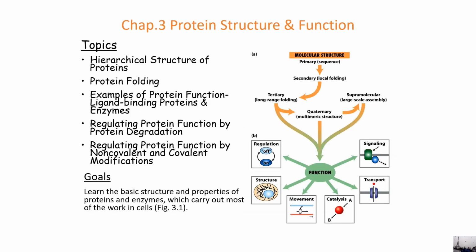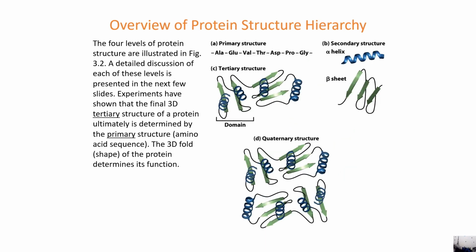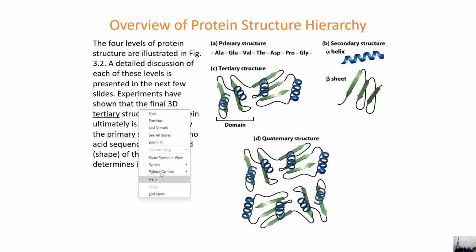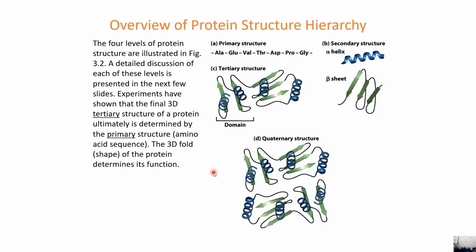Coming back to protein structure and function, we have talked about this, but let's talk a little bit more. We have talked about the 4 levels of protein structure, the hierarchy in protein structure and how it happens. A detailed discussion of each of these levels is presented in the next 2 slides also, and experiments have even shown that the final 3D tertiary structure of a protein is ultimately determined by the primary structure. So it's not only a theoretical proof, there are experiments that show that the primary structure will knowingly or unknowingly determine its tertiary structure. The 3D fold of the protein determines its function basically.